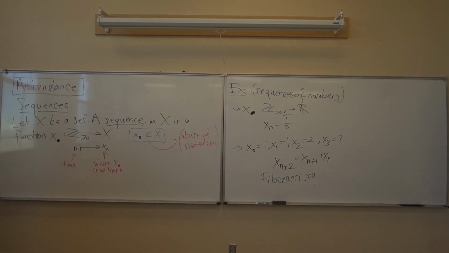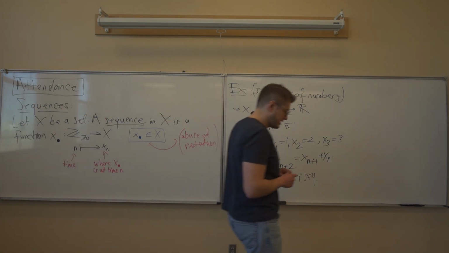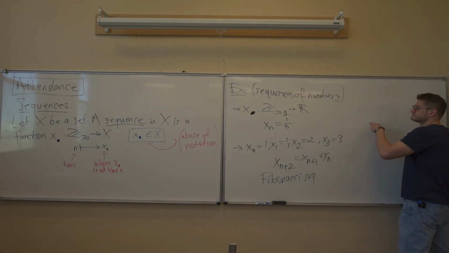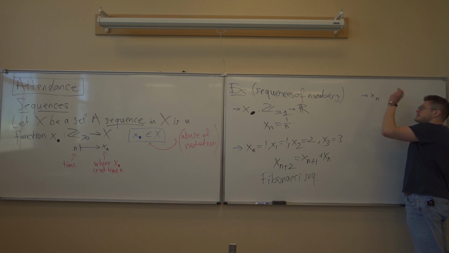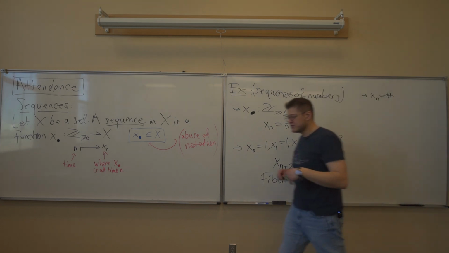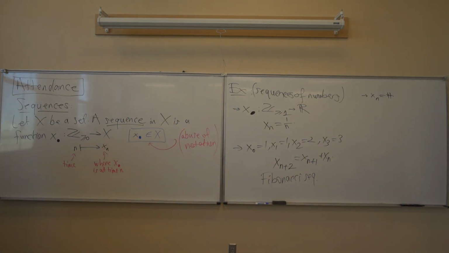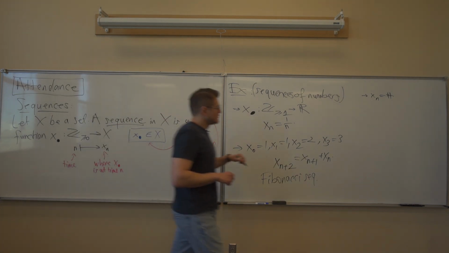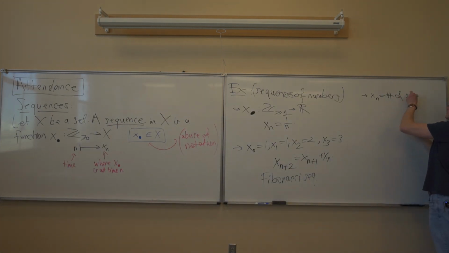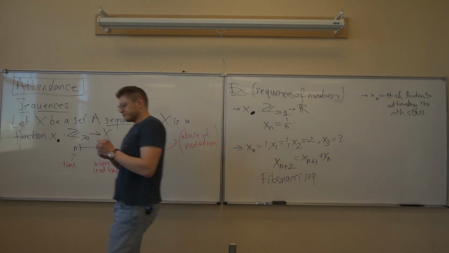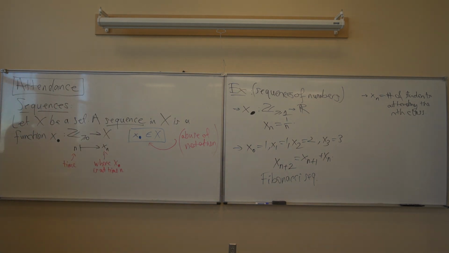Another sequence could be something like a random thing. For instance, I can imagine x sub n to be the number of students attending this class at day n. Number of students at the nth class. Now, this too is a well-defined sequence.